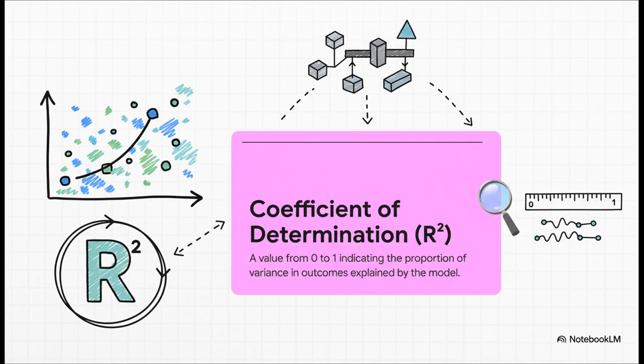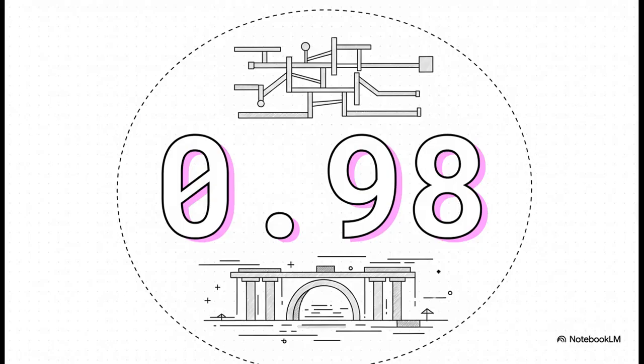It's the score from 0 to 1 that tells you how much of the variation in the answers can be explained by the model. To put it simply, it's a great measure of how well the model's predictions fit the real data. So what does a good R-squared look like? Well, seeing a score like 0.98 is just fantastic. It means 98% of the variation in the design results can be explained by the model. That points to a really strong, really reliable model that has definitely learned the right lessons.